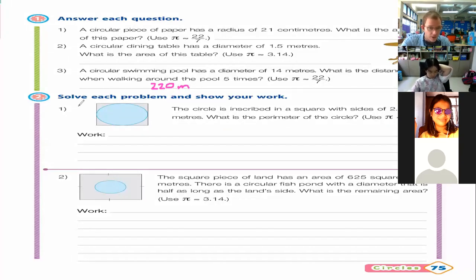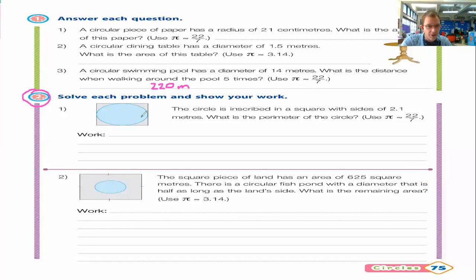Okay. So number 2, solve these problems. Now these ones are a little bit interesting. Let's read and let's see if we can solve them. So firstly, I'll read this one, then I want you guys to read it back to me so we can understand what we are doing. So the circle is inscribed in a square with sides of 2.1 meters. What is the perimeter of the circle? So you guys read that back to me, please.